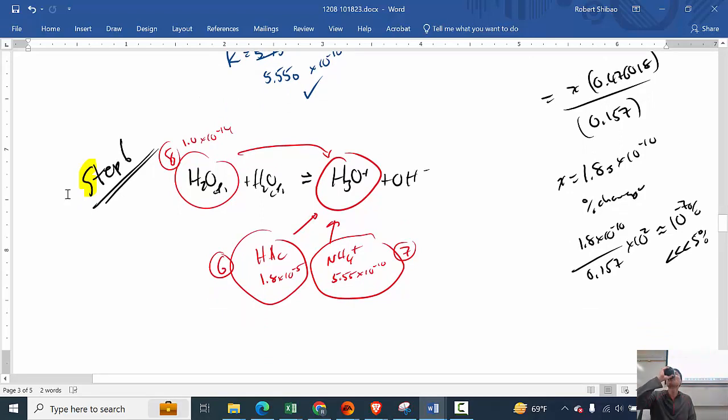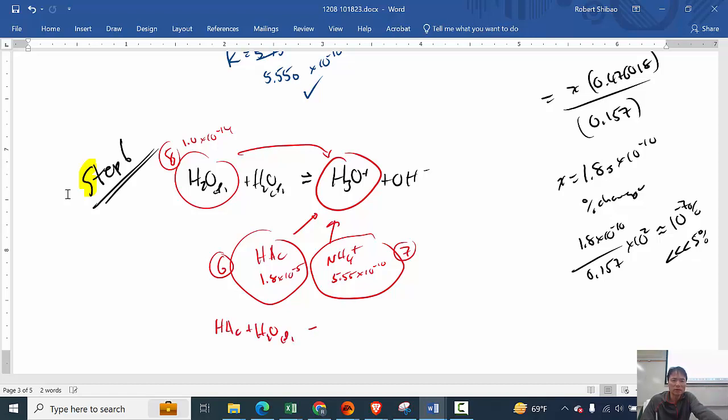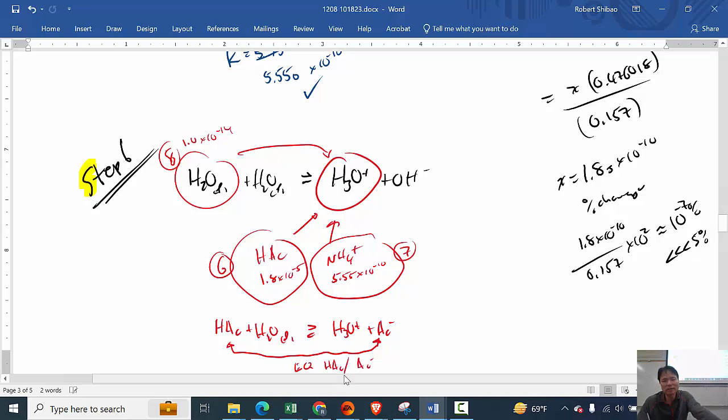Yeah, basically, I won't be getting a back and forth. What I would be getting is I would just be going in circles. So I guess in a way it's a back and forth, but not even in circles. If I look at this, HAC plus water is going to produce H3O plus and acetate. And so what Ka, because the strongest base in this case would be water, describes is the equilibrium between HAC and acetate, AC minus.